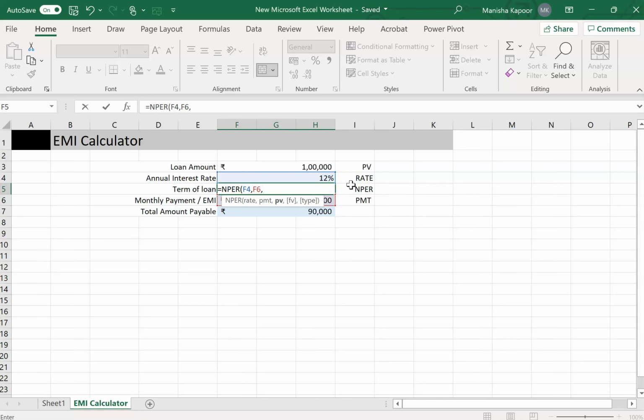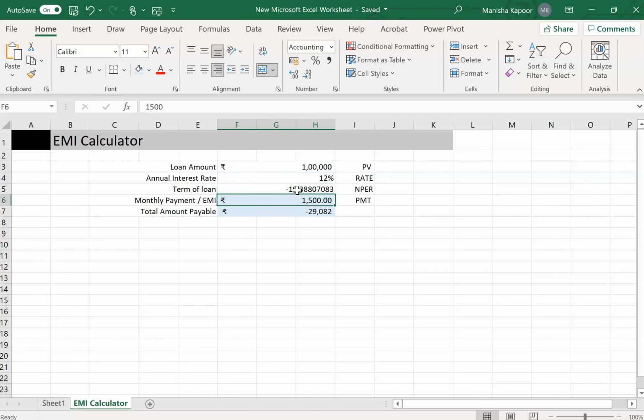And then what is the PV? The present value is the same, that is 1 lakh rupees, because that is the amount for the laptop. After that there are the future value and type. These are optional, as you see they are in square brackets. So I just select this and get the value. This is going to be your term of loan.